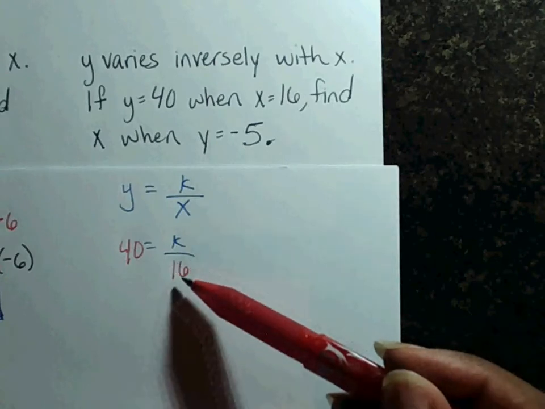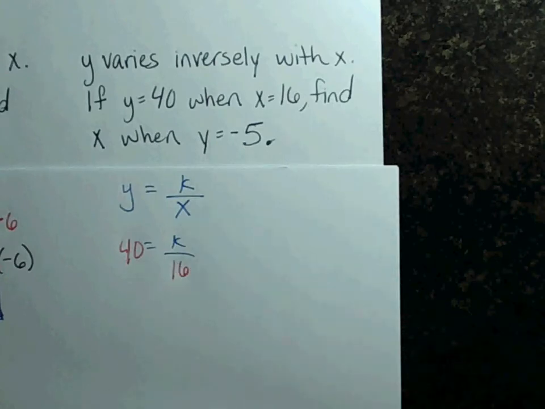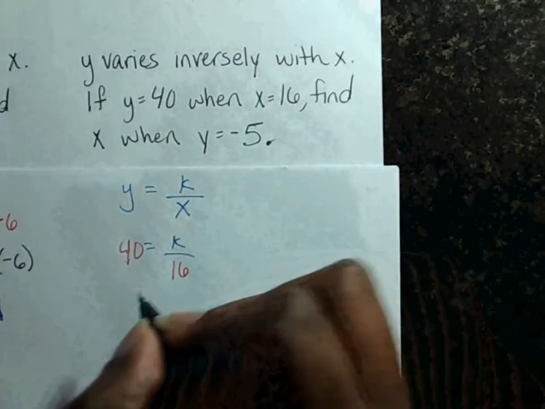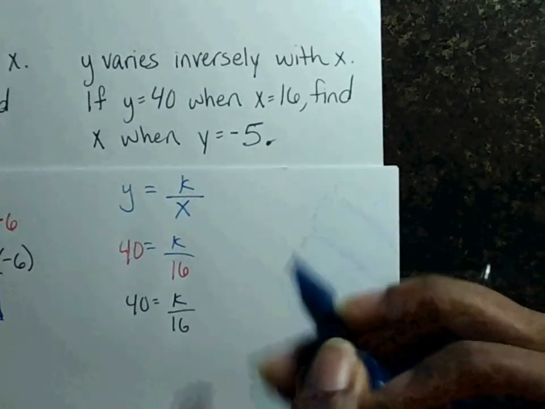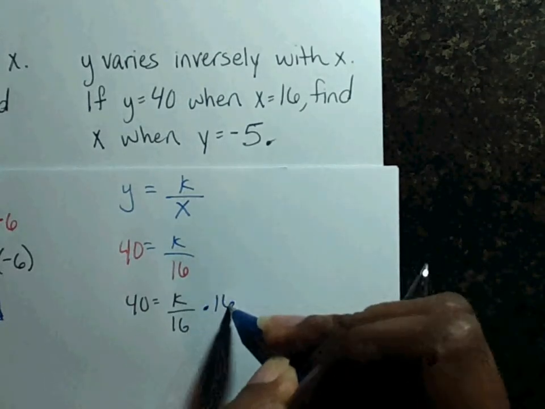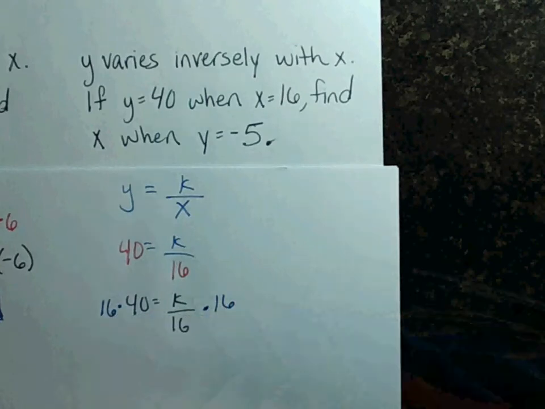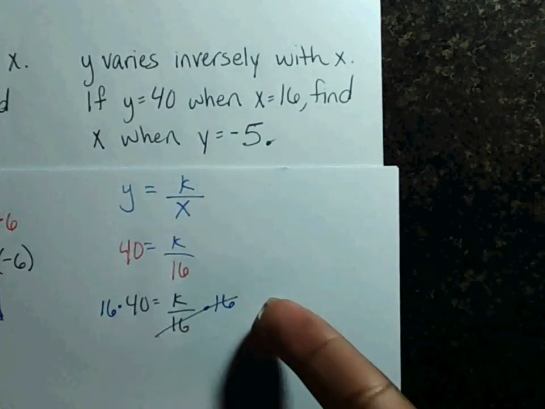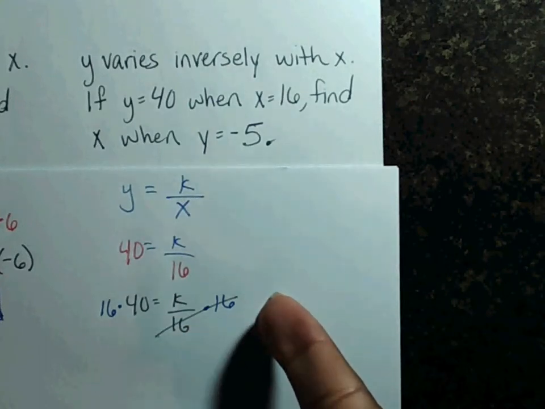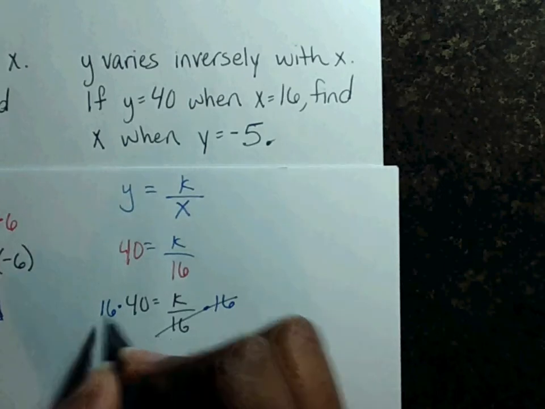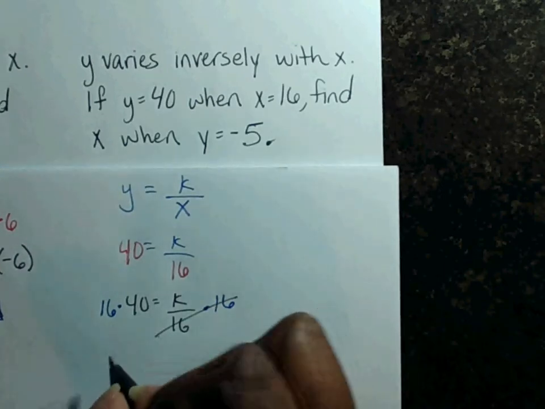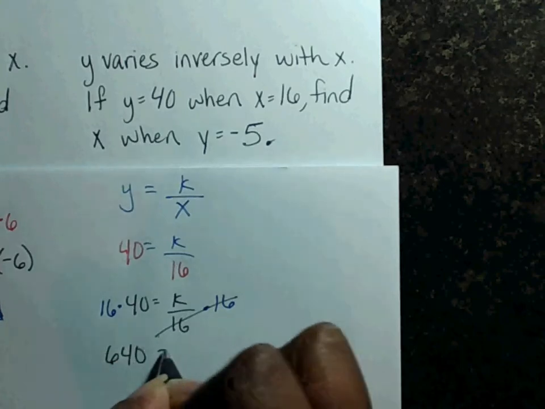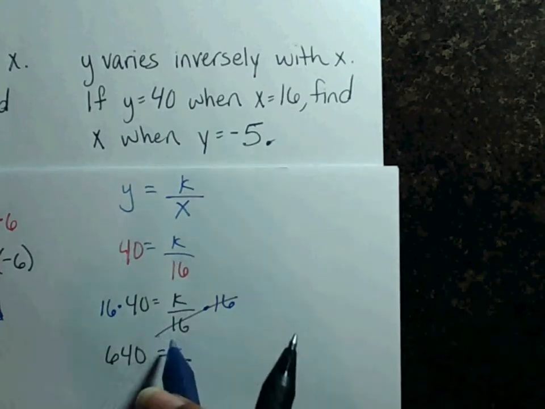K is being divided by 16. The opposite of division is... Yep. Multiplication. So instead of dividing it by 16, multiply it by 16. When you multiply it by 16, those go bye-bye. You are left with 16 times 40 over here. Do the math. I hope it will be 640. Bam. You know what k is.